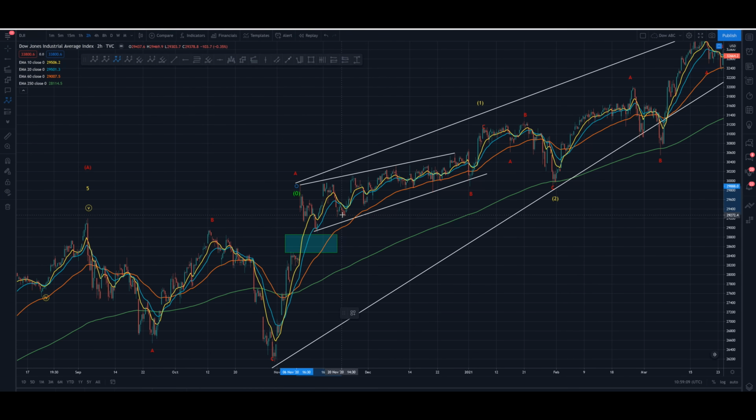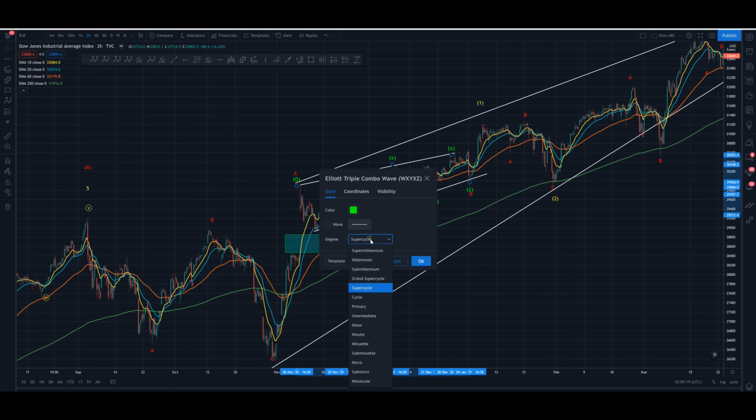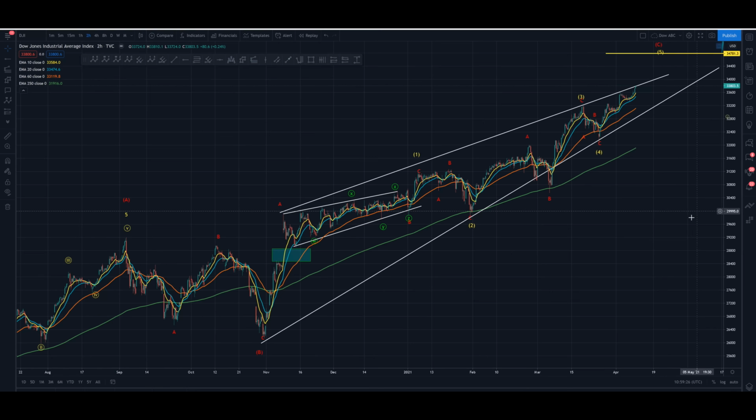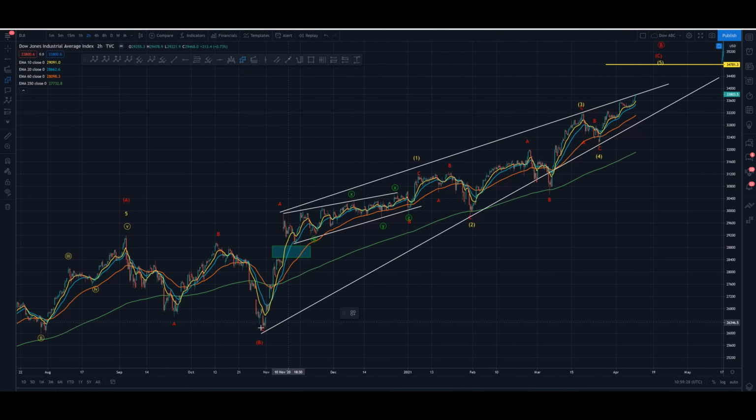So I could say W, X, Y, X, Z. Solid. That'll do. This is just so ugly that I really don't want to waste time mucking about with it. The idea, putting it as simply as possible, is a series of three-wave moves. 1, 2, 3 into the 1. 1, 2, 3 into the 2. 1, 2, 3 into the 3. 1, 2, 3 into the 4.